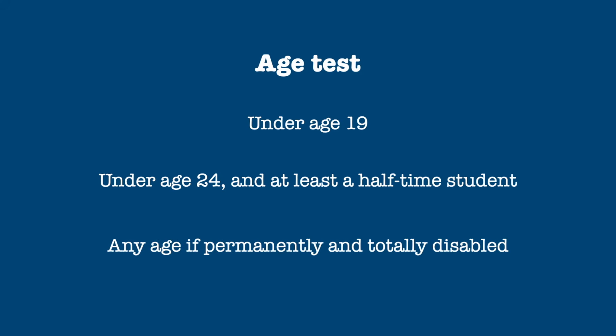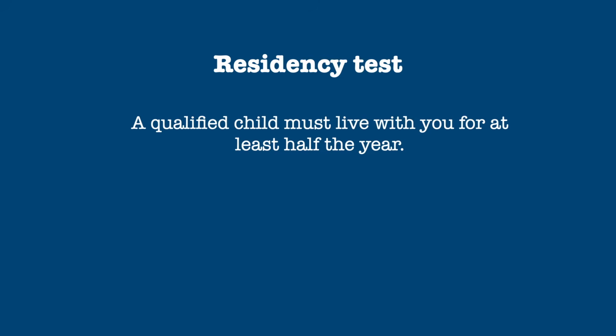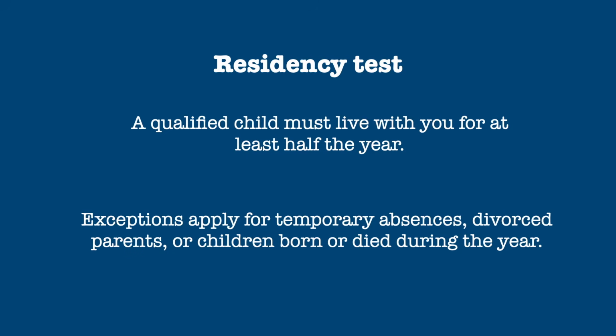To meet the age test, a qualified child must be under age 19, under age 24 and at least a half-time student, or any age if permanently and totally disabled. To meet the residency test, a qualified child must live with you for at least half the year. Exceptions exist for temporary absences, divorced parents, and children born or died during the year.